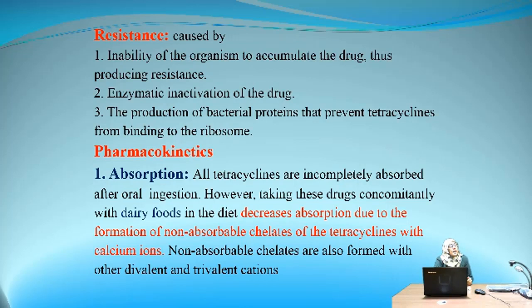Resistance to tetracyclines is caused by: number 1, inability of the organism to accumulate the drug; number 2, enzymatic inactivation of the drug due to the presence of an enzyme which inactivates the drug; number 3, the production of bacterial proteins that prevent tetracyclines from binding to the ribosome.